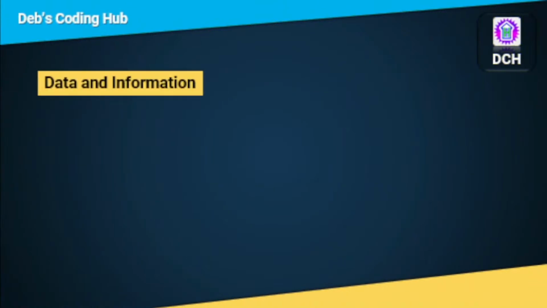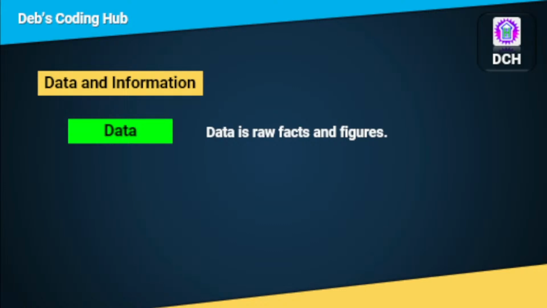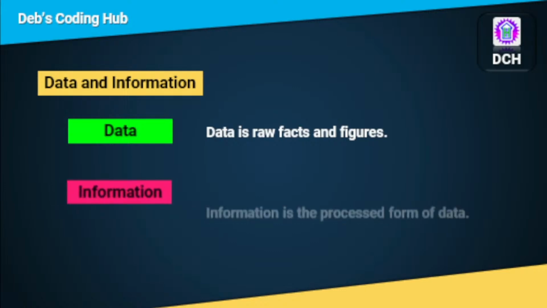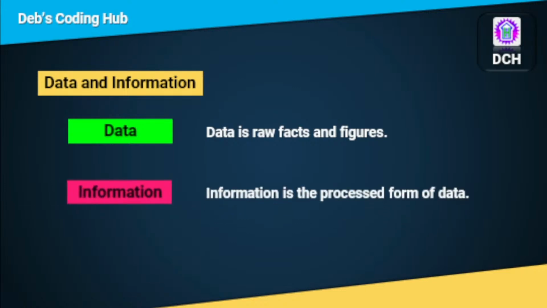Let us start with data and information. What is data? Data is nothing but raw facts and figures, whereas information is the processed form of data. So these are the simplest definitions of data and information.